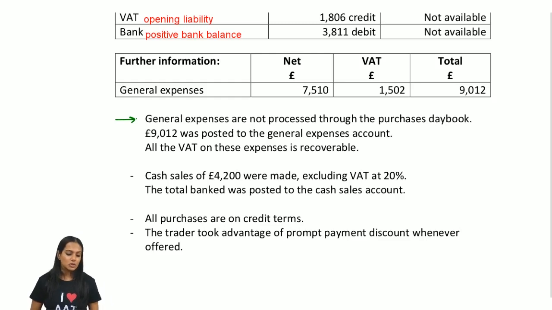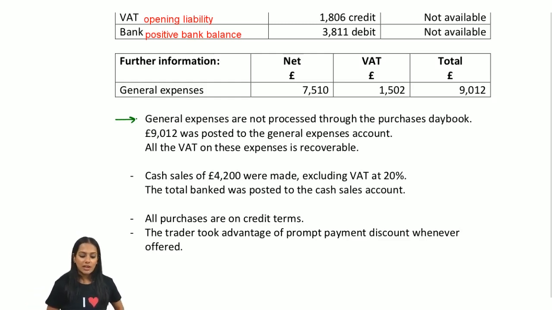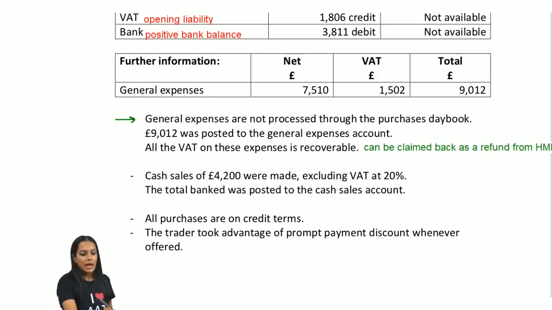The £9012 was posted to the general expenses account, and all VAT on these expenses is recoverable. So if your VAT is recoverable, this means you can claim it back as a refund from HMRC. And if you can claim these back as a refund, it means this will reduce the amount that you owe the tax authorities. So the examiner is being very generous here, giving you all of the information you need to build the VAT control account.